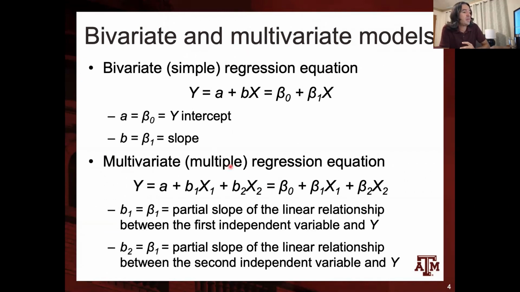And the multivariate regression equations, or multiple regressions, have more than one independent variable. In this example here, we have two independent variables explaining one dependent variable. Sometimes people use the term simple in an incorrect way. They actually have a multiple regression and they say, oh, I'm going to show you here a simple regression. But simple regression means that you have just one independent variable.